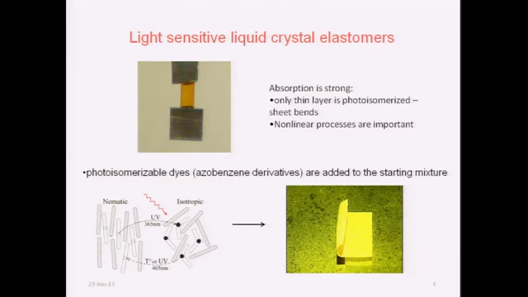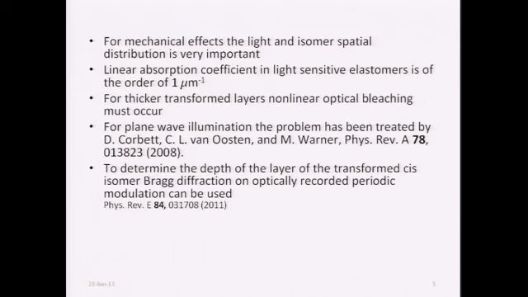So let me go a little bit further. For mechanical effects, both light and the spatial distribution of the cis isomer are very important. And as I said, the absorption coefficient is rather large, so that means that the absorption length is of the order of microns. Now the problem has been treated to quite a large extent in the papers of Corbett and Mark Warner and Van Oosten in 2009.